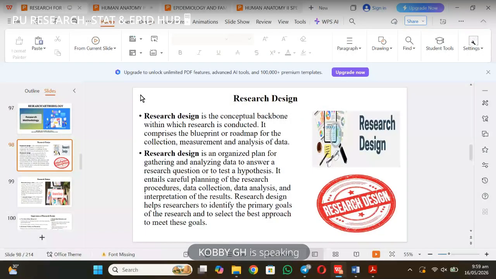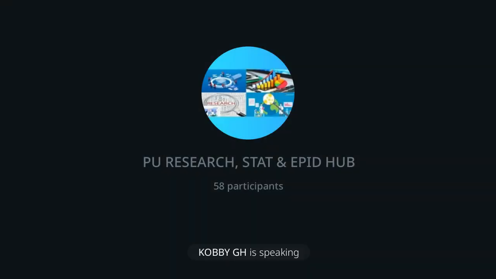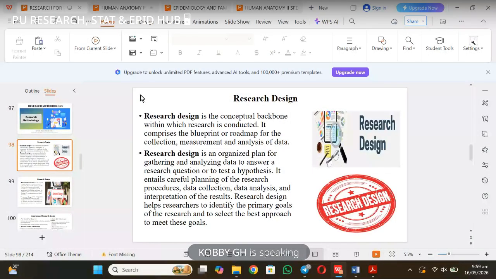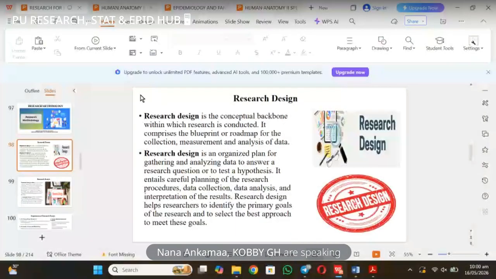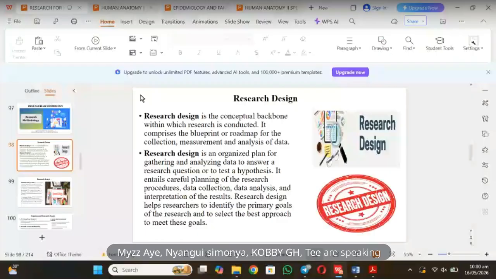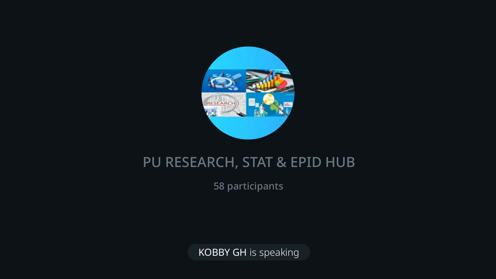Which of them is time consuming? So between prospective, cross-sectional and retrospective, which one is time consuming? Usually it's the prospective study designs. Very time consuming. Okay. Which of them is characterized by incomplete data? Which of them do you think you are likely to get incomplete data? Retrospective study designs.